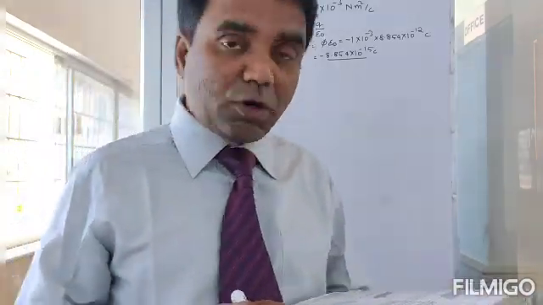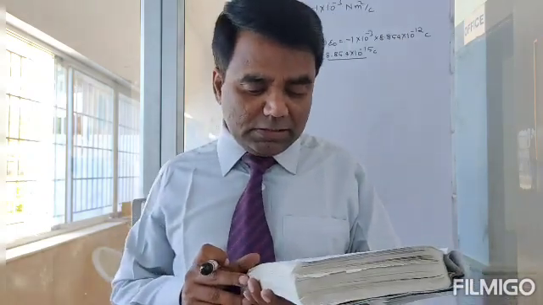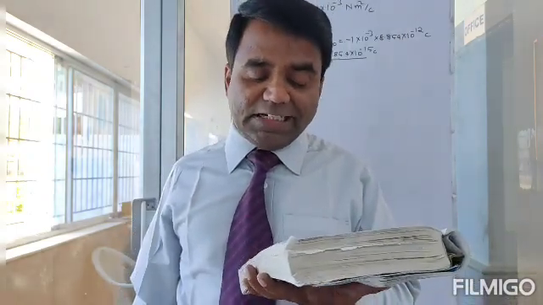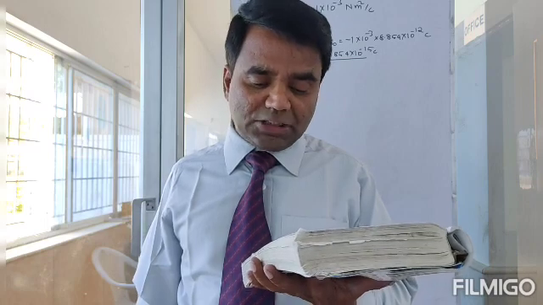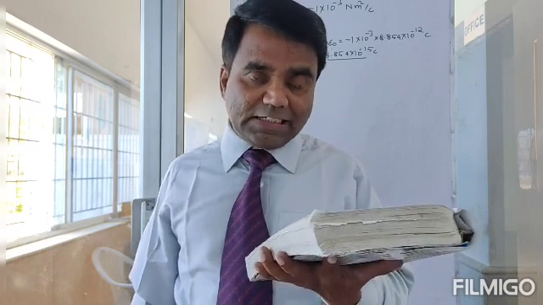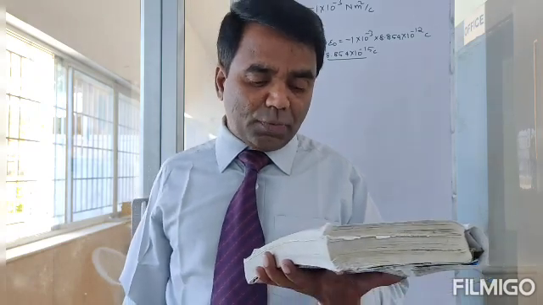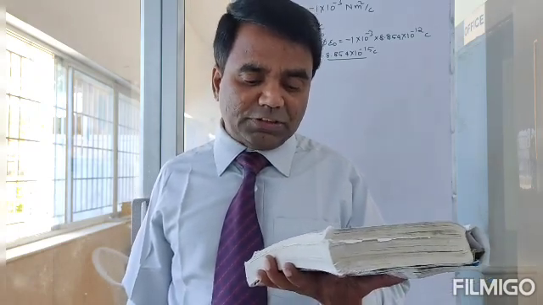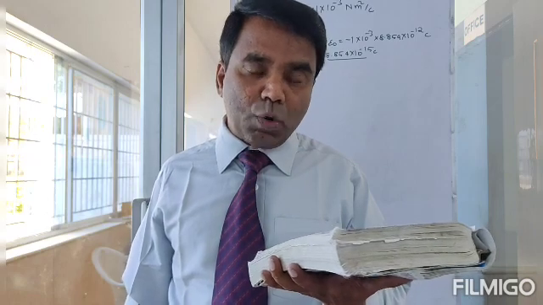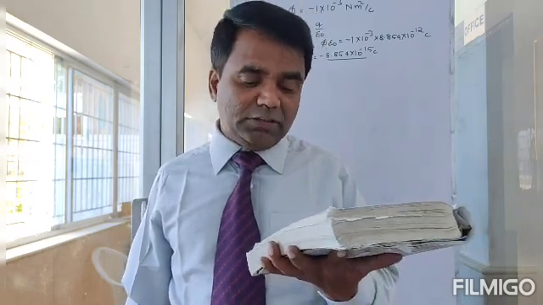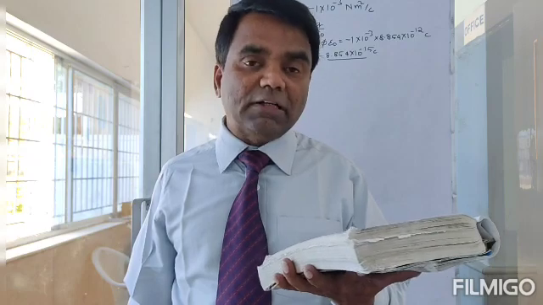Next one is 1.21. A conducting sphere of radius 10 cm has an unknown charge. If the electric field 20 cm from the center of the sphere is 1.5 into 10 to the power 3 Newton per coulomb and points radially inward, what is the net charge on the sphere?